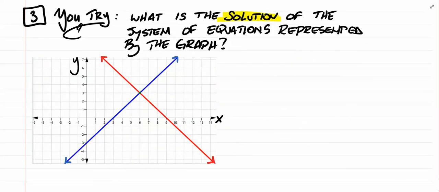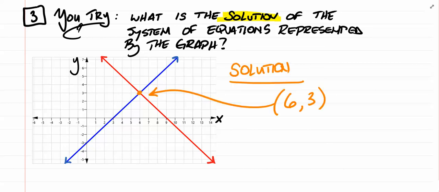Box number 3 is a U-try. What is the solution of the system of equations represented by the graph below? The solution is the ordered pair 6, 3, because it's where the graphs intersect.